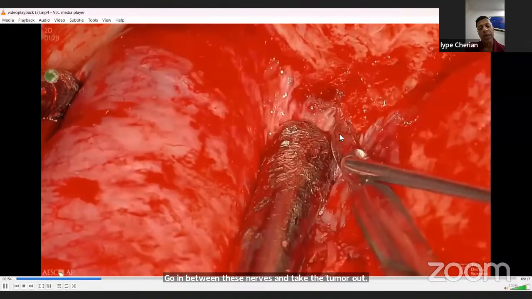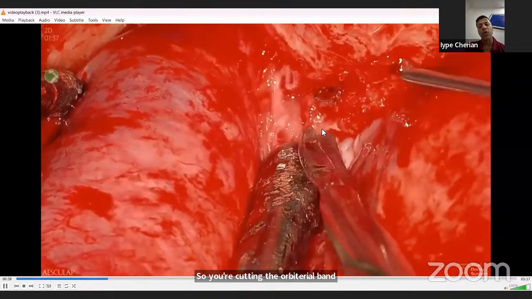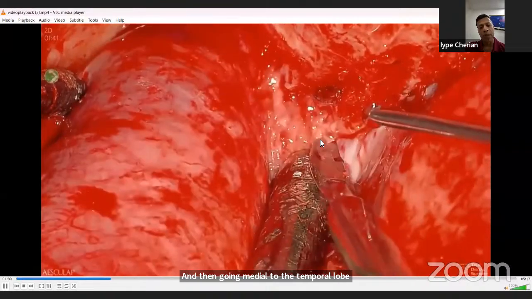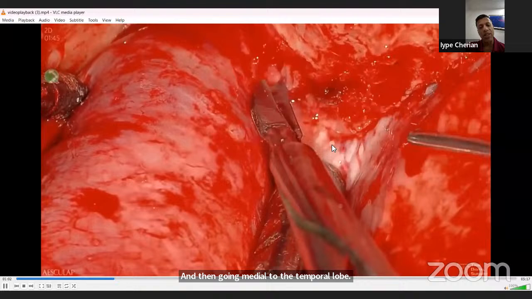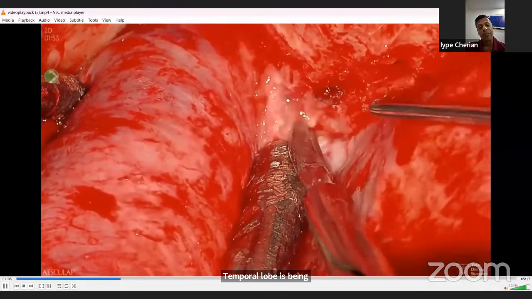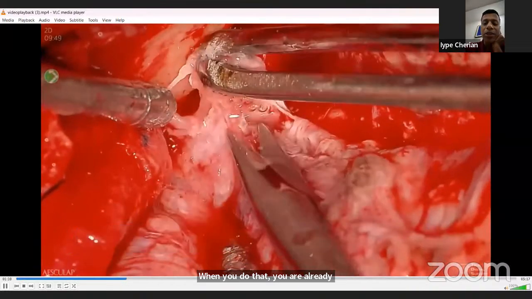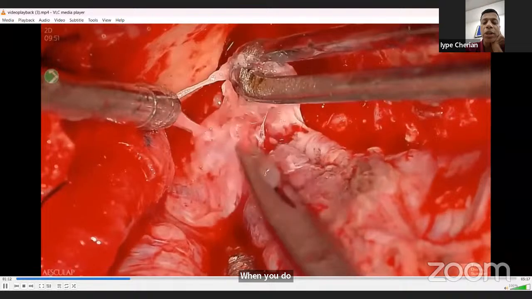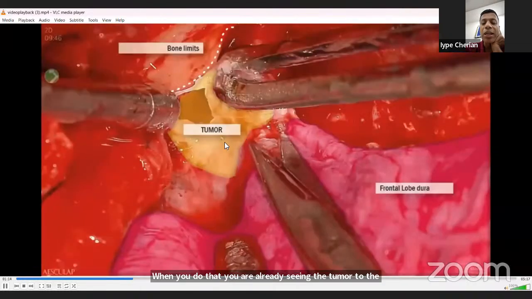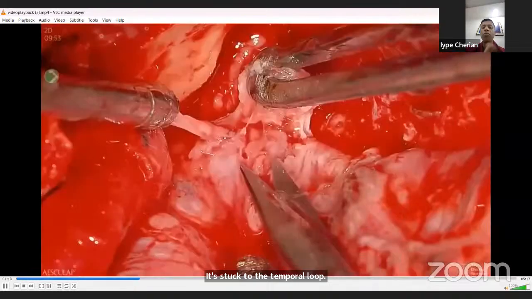So you're cutting the orbitomeningeal band and then going medial to the temporal lobe. The temporal lobe is being lateralized, just like in the cadaver dissection. When you do that, you are already seeing the tumor lateral to the cavernous sinus, and you're removing it. It's stuck to the temporal lobe. All that tumor is being removed.